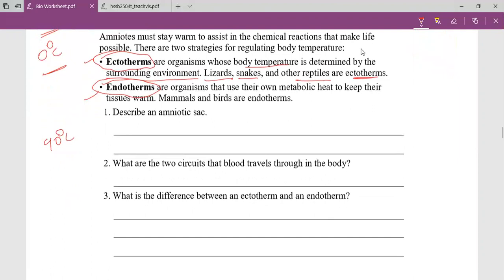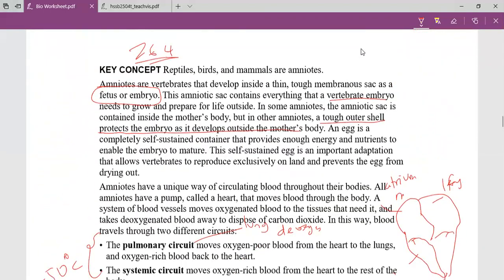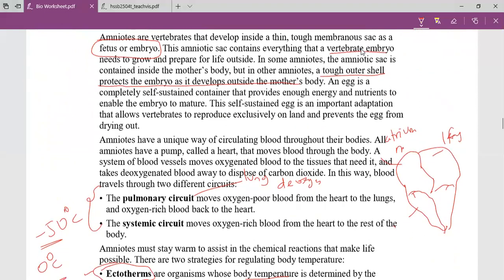Describe an amniotic sac. It covers the egg. Mohammed Sabri, Mohammed Shahid, what's an amniotic sac? An amniotic sac contains everything that the embryo needs.